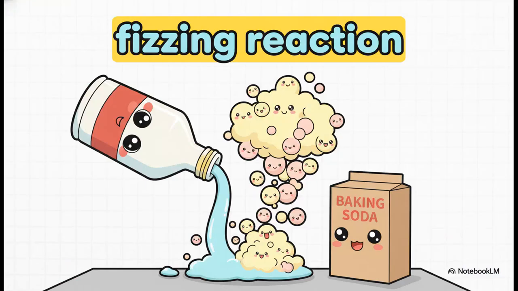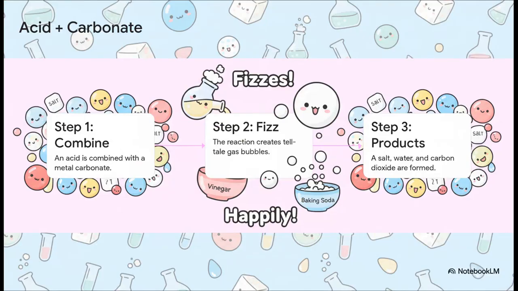And now for what you might call the fizzing reaction. This is an absolute signature move for acids. You might have even seen it in your own kitchen. It's a dead giveaway that you've got an acid on your hands. And this predictable outcome, making a salt, some water, and a whole lot of carbon dioxide bubbles, is exactly why vinegar fizzes up when you mix it with baking soda. The acid is just doing its thing, reacting with the carbonate and putting on its classic show.